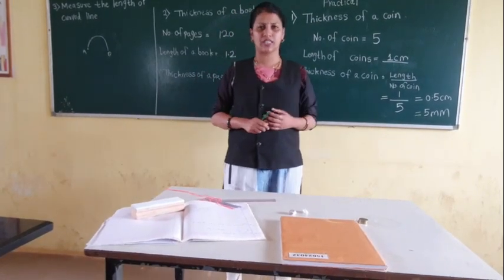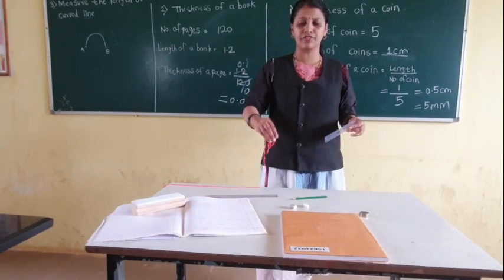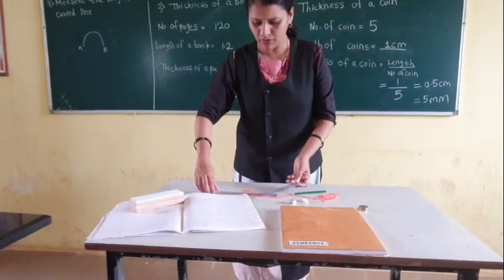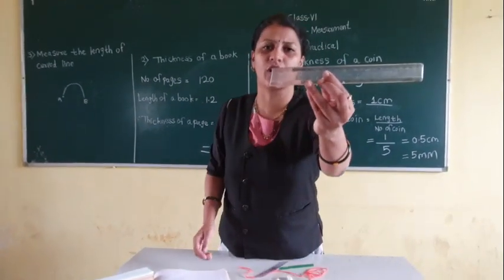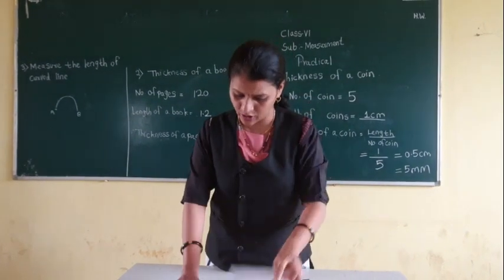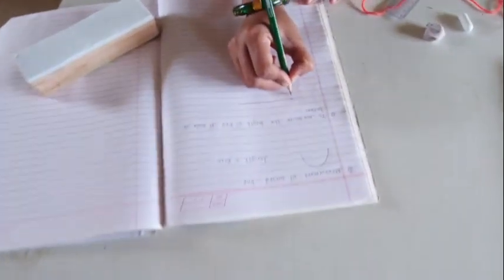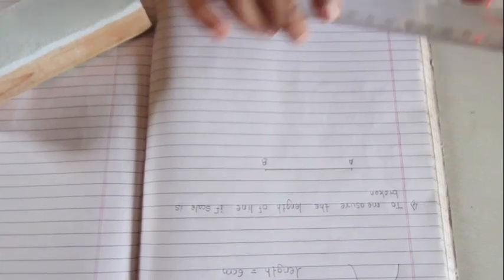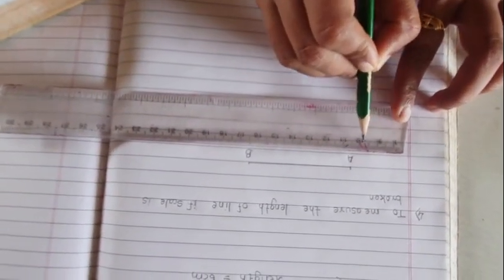Now the fourth experiment is to measure the length of a line if the scale is broken. Now if we have a broken scale, you can see this is a broken scale. Am I right? And if I want to measure the length of this line, see here I have drawn one line. I will name this line AB. Okay. Now by using the scale, see, I have to take a whole number.